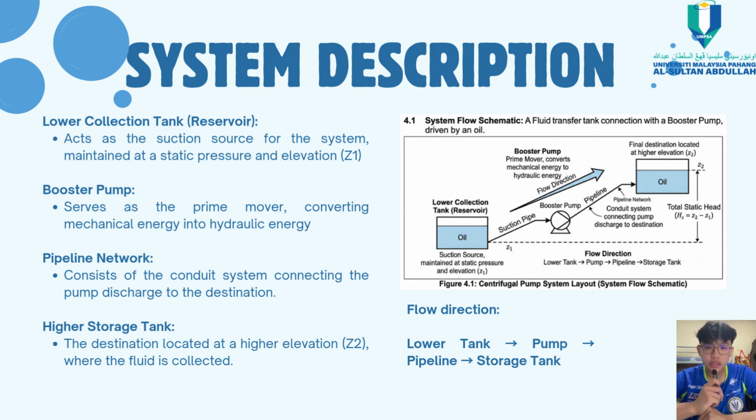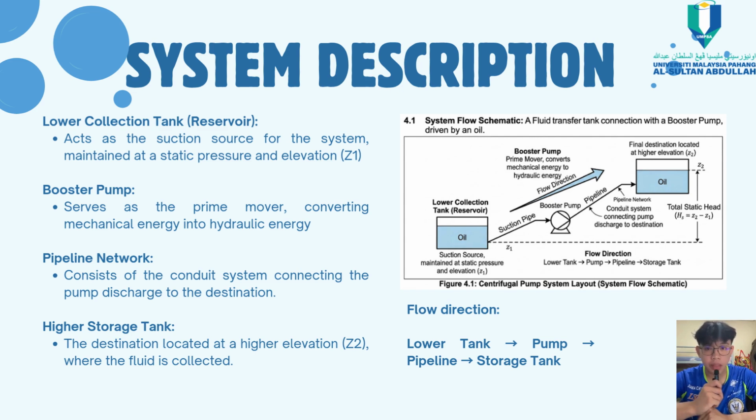The fluid transfer system is designed to transport oil from a low elevation reservoir to a higher elevation storage facility. The system configuration is defined by the following primary components. At first, we have the lower collection tank. As we know, as a reservoir, it acts as the suction source for the system, maintained at a static pressure and elevation known as Z1. It also provides a constant supply of fluid to the pump inlet.